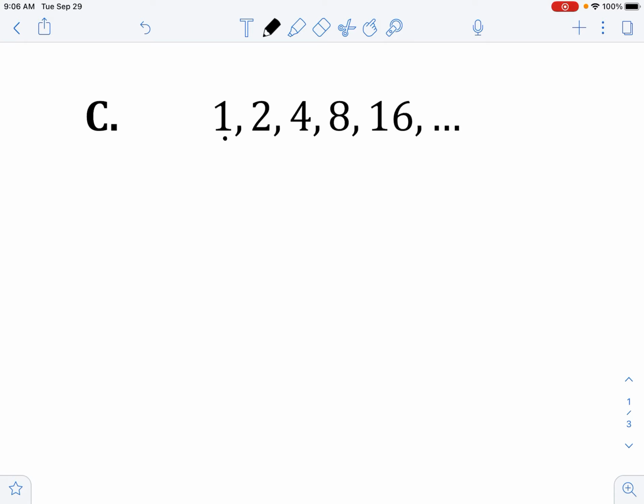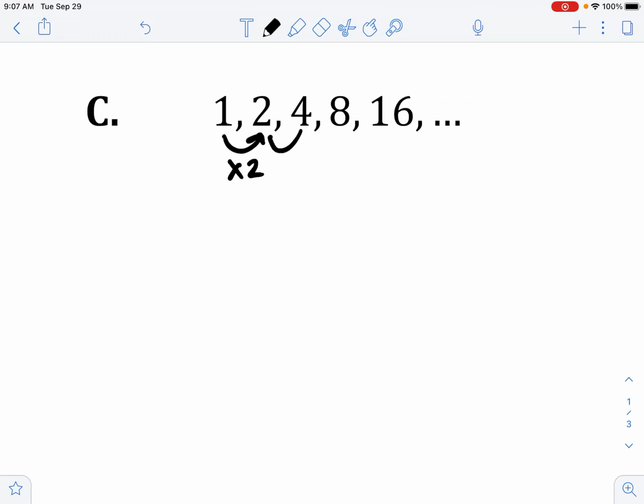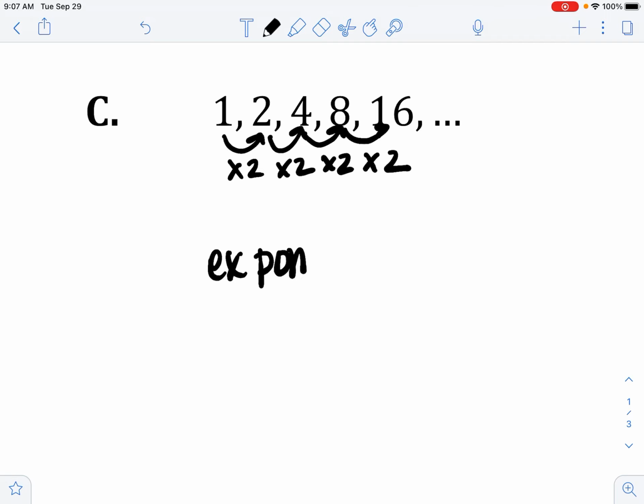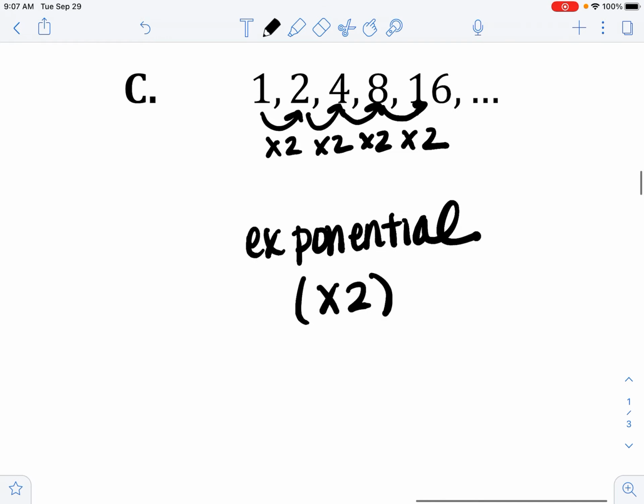All right, let's check this one. Plus 1, plus 3. All right, so it's not linear. Let's check multiplication. Times 2, times 2, times 2, times 2. So there is a constant multiplier. So this is an exponential function. And once again, the reason why is because it's times 2.